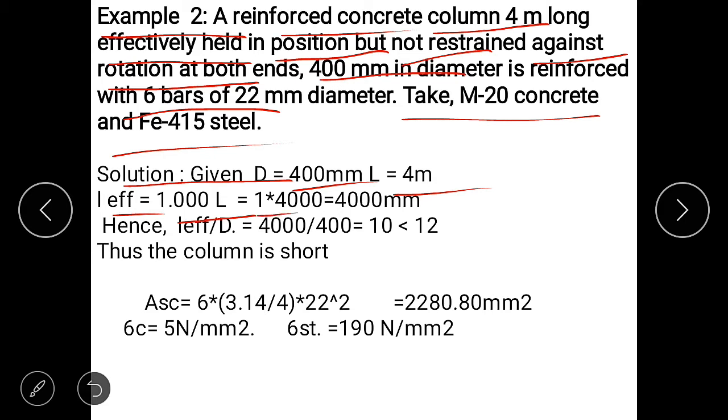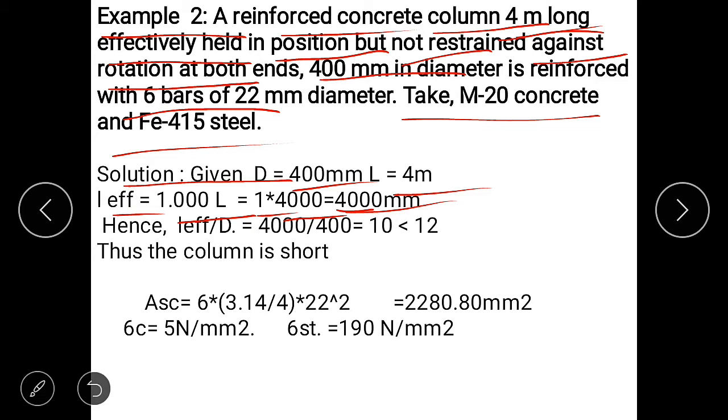1 L means the length of the column, which is 4 meter. In mm, 4 meter is equal to 4000 mm. So 4000 into 1 is 4000 mm. Here L effective is given. Now we have to find whether the column is a short column or a long column. If L effective by least dimension of column is greater than 12, the column is called a long column. If it is smaller than 12, it is called a short column.